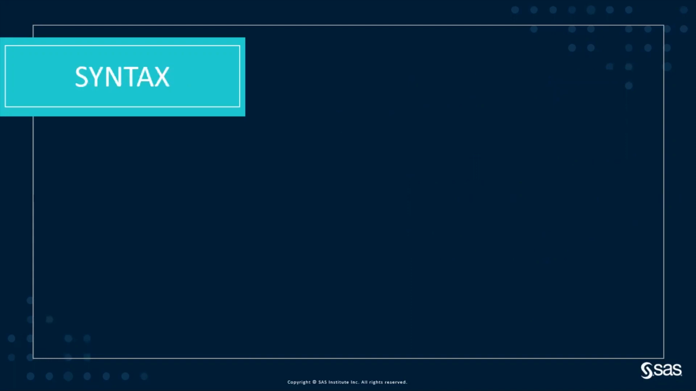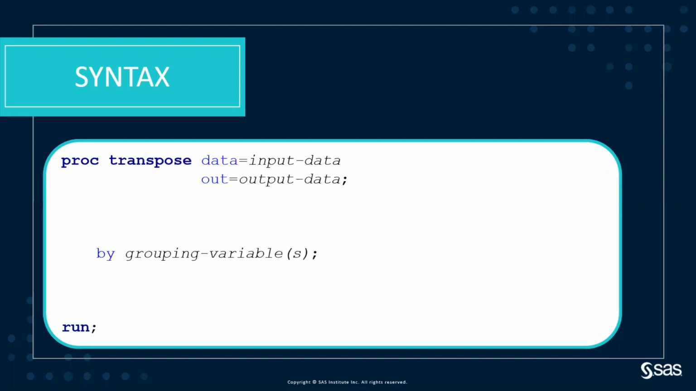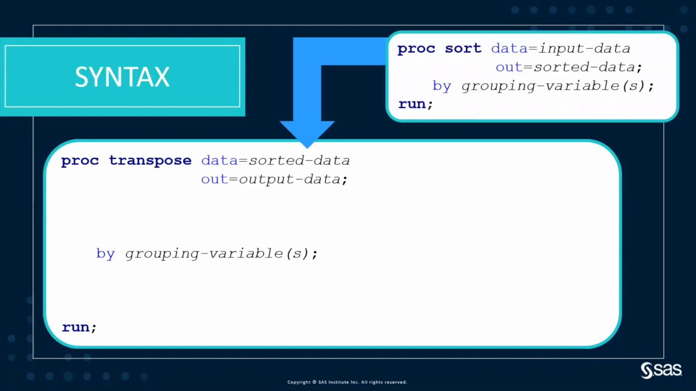Now, before we jump into our first scenario, let's do a brief review of the proc transpose syntax. On the proc transpose statement, the data equals option references the input table to restructure, and the out equals option names the output table we want to create. If we need to group the data for the transpose, we include a by statement to list the column or columns to group on. However, you do need to make sure that your input data has been previously sorted on the grouping variables. You can use a proc sort step to do this.